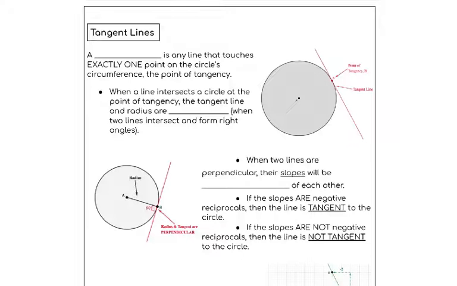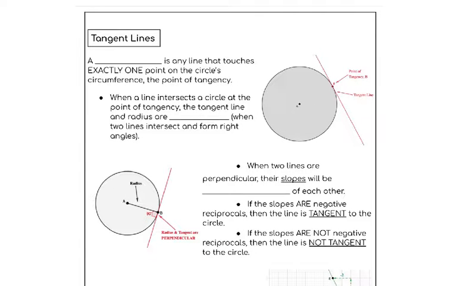So a tangent line is any line that touches exactly one point on the circle's circumference, and we call that the point of tangency. So this line is going to extend outward from one point on the circle's circumference. That is what the point of tangency is, and the line is the tangent line.